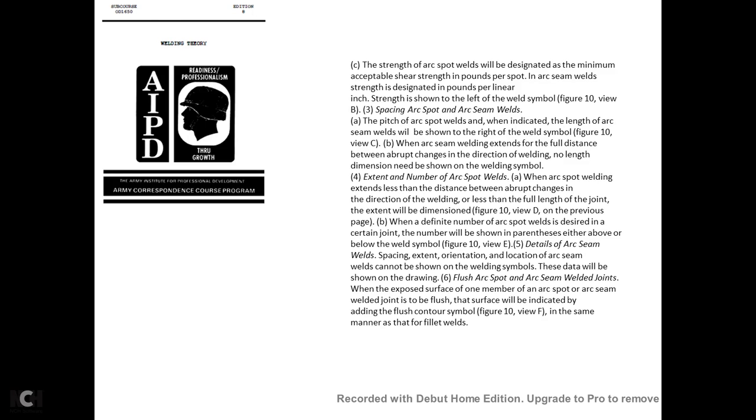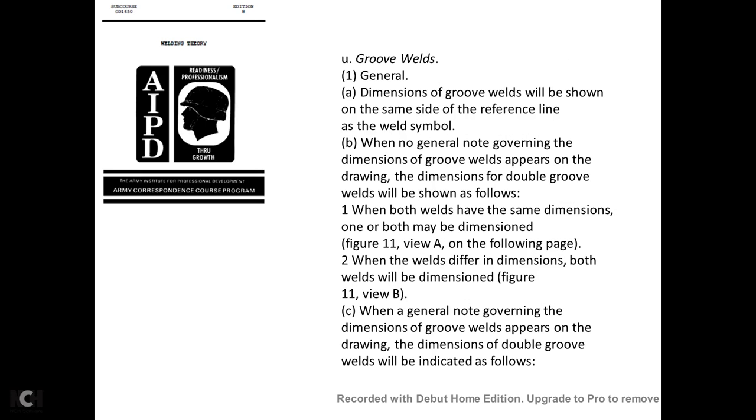For flush arc spot and arc seam weld joints, the surface of one of the members of the arc spot or arc seam weld joints is to be flush. The flush surface will be indicated with the addition of the flush contour symbol in the same manner as the fillet welds. For groove welds.